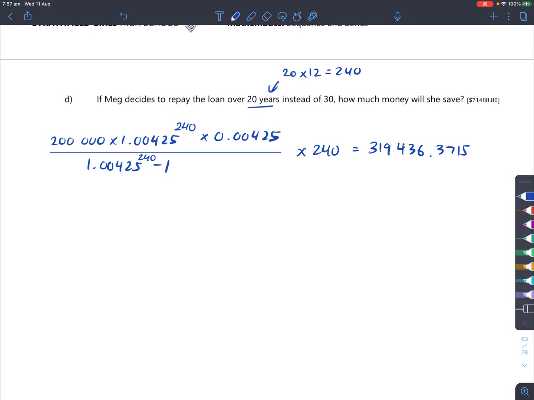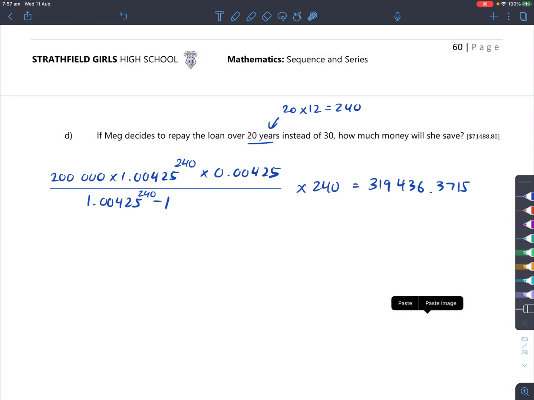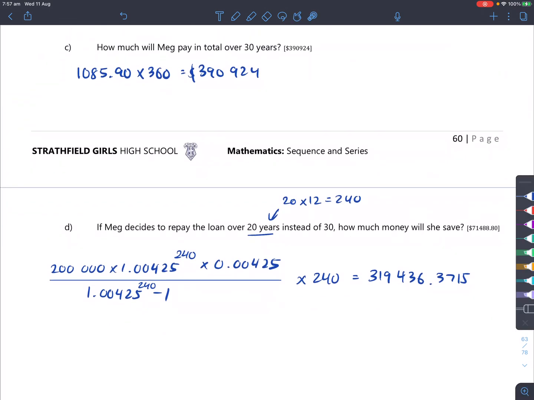And then what I'll do is, if I have a look at the previous amounts, this should be more because we're taking a longer time to actually pay off this loan. So if I pay it off for 30 years, then this is the total amount that Meg will pay. If Meg pays it off over 20 years, then she'll pay this amount. So how much will she save? It will be the subtraction of those numbers. So we're going to get 390,924. Then we minus this amount that we just got.